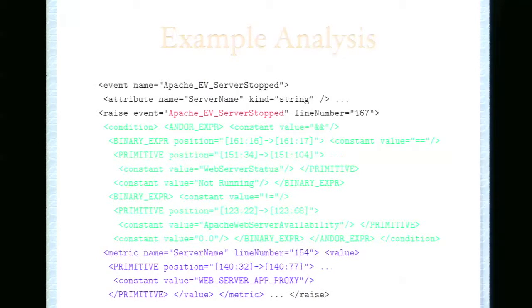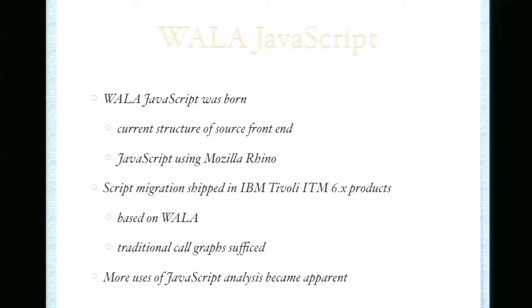Basic compiler analysis stuff, which we had in Walla, and the purpose of originally creating Walla JavaScript was to enable this for Tivoli. So what happened? So that is why Walla JavaScript was born. And the current structure of the front end, you notice I had JavaScript, and then underneath that I had a scripting languages layer. That structure still very much permeates the code. We use Mozilla Rhino for JavaScript now. And the script migration shipped in an IBM Tivoli ITM 6.x product. It was based on Walla.